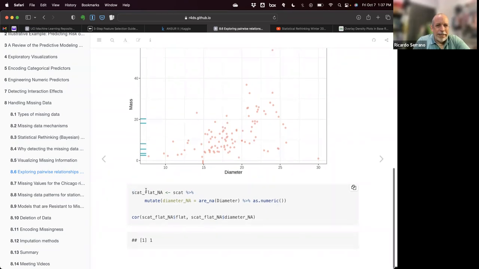This one was kind of my contribution there. You know, you're not going to see it in the book. Okay.